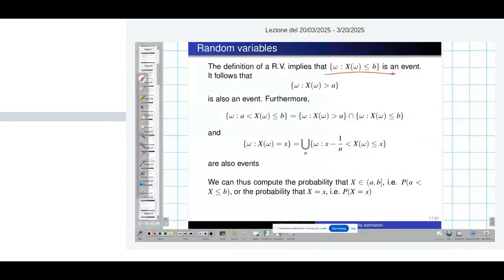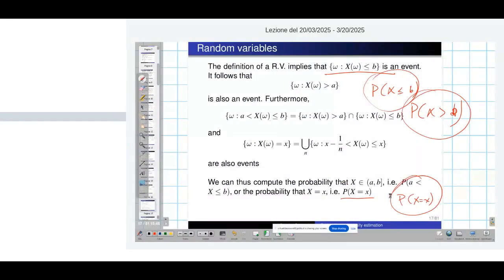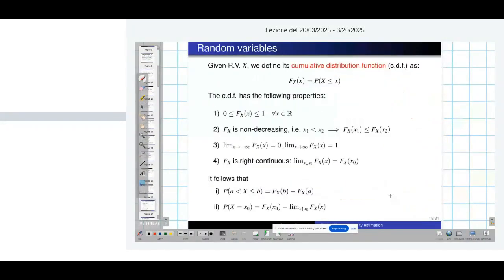Now, since we can define the probability that x is lower or equal than b, that allows us also to define the probability that x is greater than a given value a, or if you prefer, the same b. So these are also events. And furthermore, we can also define the probability that x is equal to a specific value. So all these are well-defined probabilities. Then how we compute them is a different matter. We actually will not.